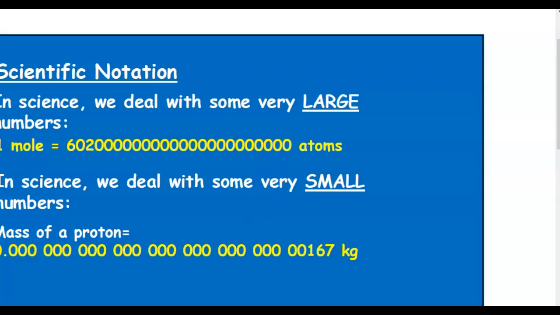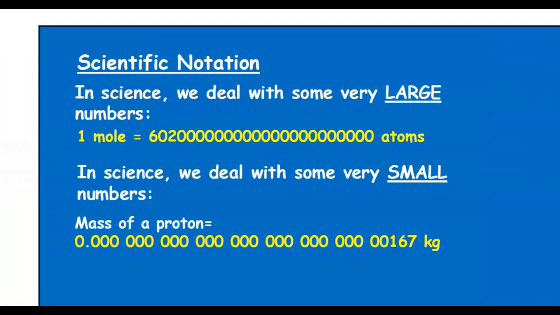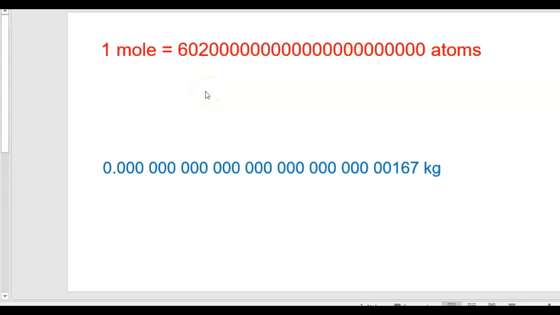On scientific notation. If you remember scientific notation, the whole purpose of it is to make large numbers small and small numbers large. I wanted to talk a little bit about scientific notation real quick here, because this is something that we deal with a lot, and you'll see quite a bit of it in science.